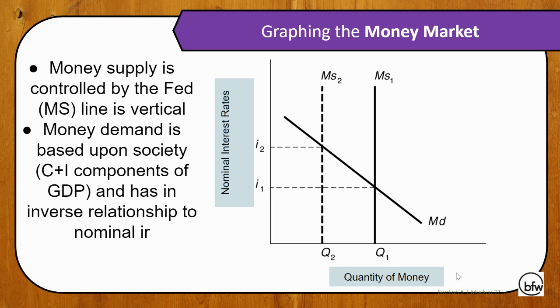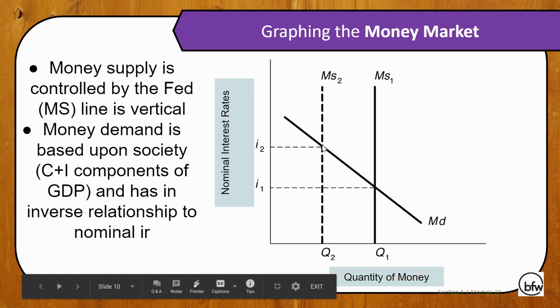Money demand is angled because, dependent upon changes in interest rates, free market forces are going to change the quantity of money that's going to be demanded. Think back to AD and AS, both of those are sloped because given changes in price levels, you are going to have changes in the quantity of aggregate supply and the quantity of aggregate demand. But MS is completely different because it is an entity controlled by the Fed, so it will always be completely vertical. Money demand is based upon society, specifically the C and I components of GDP, and there's an inverse relationship between how much these groups are going to demand and nominal interest rates.